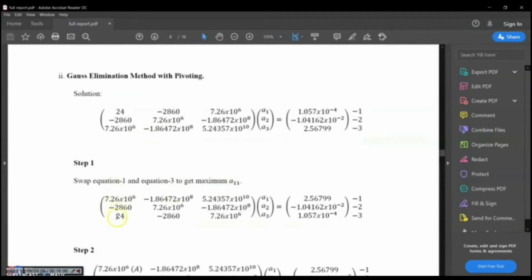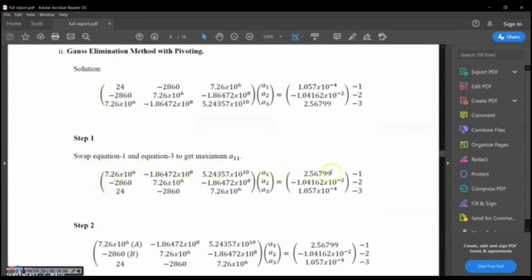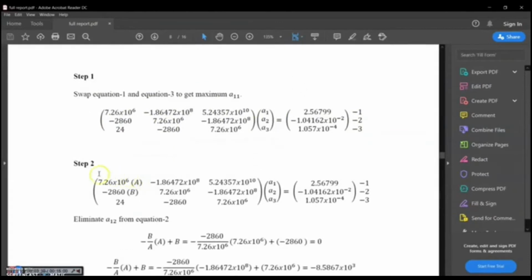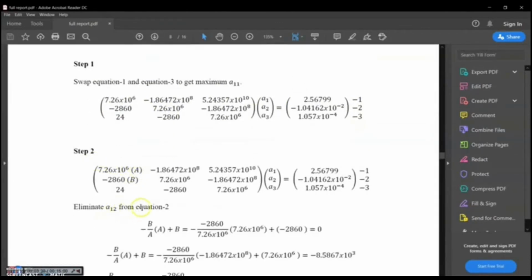As you can see, we need to swap this equation at the third row to the first row, and we will get this new equation. For step 2, we need to eliminate A12 from equation 2.